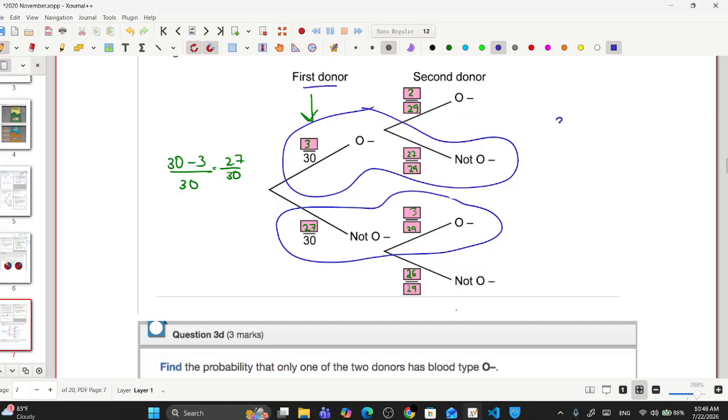So I can write this as 3 over 30 multiplied by 27 over 29. This is the first probability, P1. 3 times 27 is 81, 30 times 29 is 870.